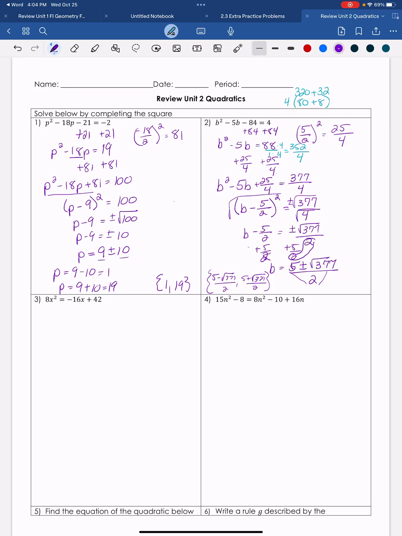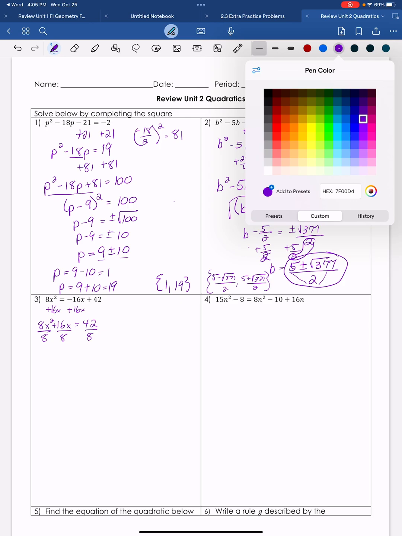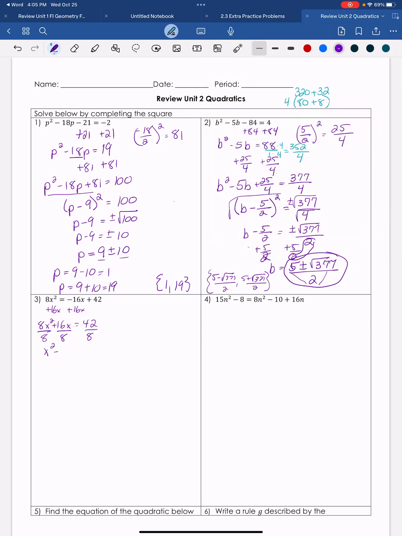Okay, but this is fine right here. Next one, so we're getting a little bit more complicated. I add 16x to each side. So I have 8x squared plus 16x is equal to 42. Next thing is you divide every term by a. So this ends up being x squared plus 2x is equal to 21 over 4.